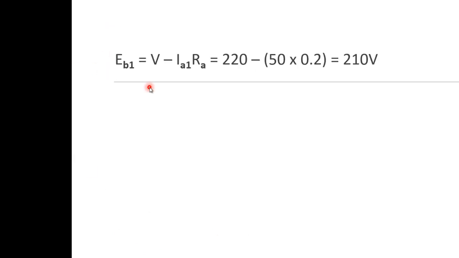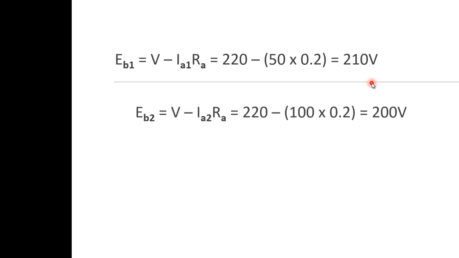So we need to find EB1, the initial back EMF. V minus IA1, which is 50, into RA, we get 210 volts. And when the current increases to double, EB2 is equal to V minus IA2 RA. At that point the back EMF is 200 volts. We know the speed equation in the shunt motor: N2 by N1 is equal to EB2 by EB1. As phi is constant, the speed is directly proportional to the back EMF.